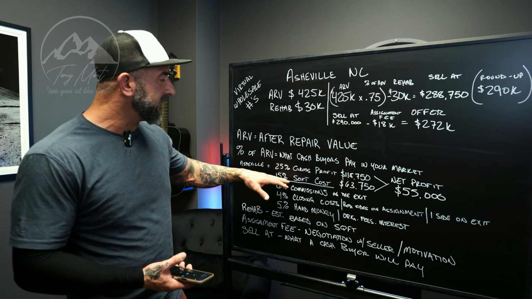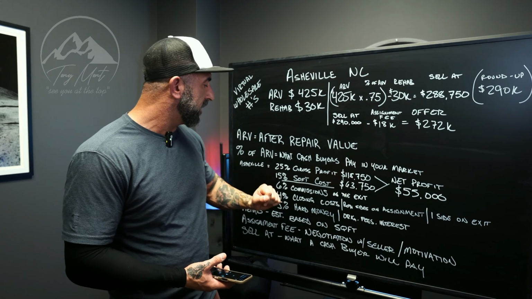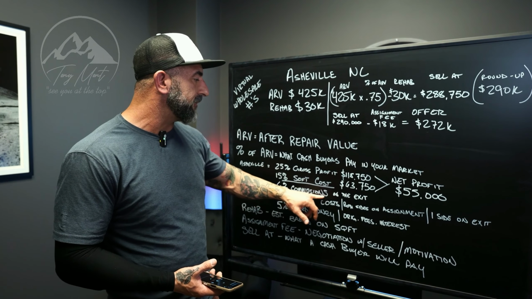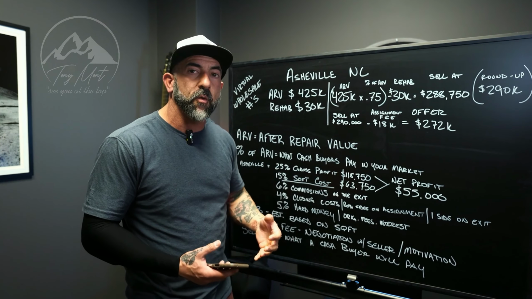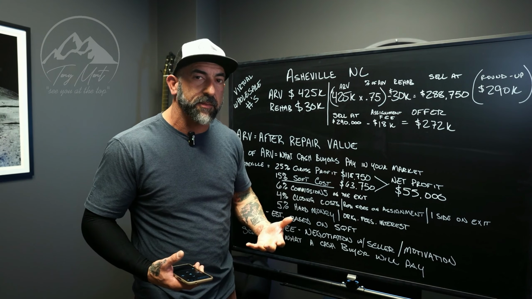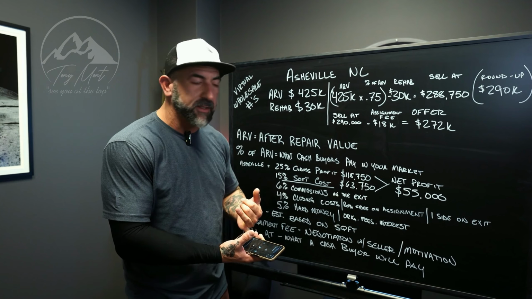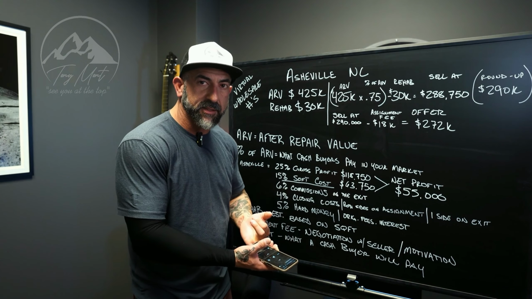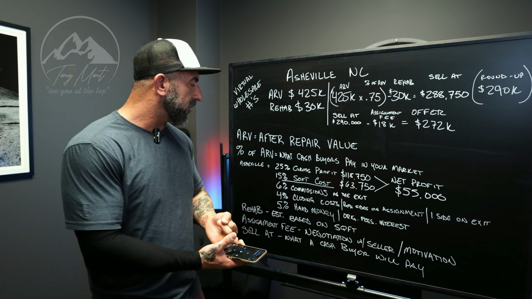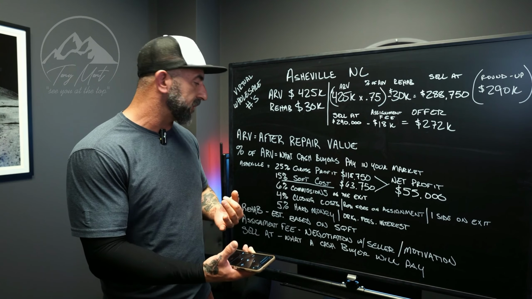So out of that 15% of soft cost, it's going to be 6% in commissions on the exit, meaning once a flipper does flip this property, they have to sell it on the MLS. They're going to have to pay a listing agent, and they're going to have to pay a buyer's agent bringing a buyer to the table. So typically that's around 5 or 6%.